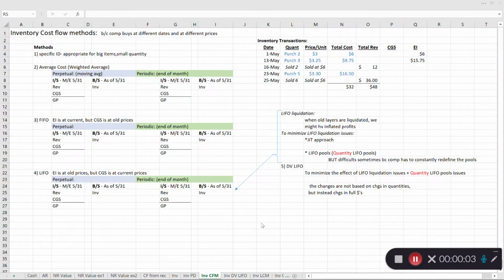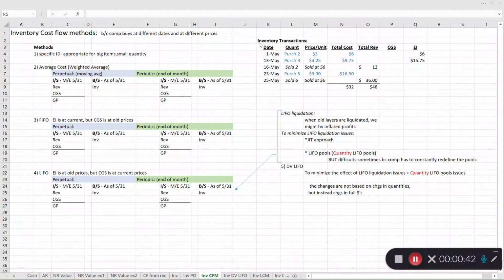In this video, I'm going to discuss the different inventory cost flow methods that are available to companies under US GAAP. And the reason we need to choose a cost flow method is because companies are buying inventory at different points in time and also at different prices. And when you think about it, if you're buying inventory at different prices, later on when you sell those items, you've got to determine what your cost of goods sold is going to be. Is it based on the newer prices, the older prices? And that's what we're going to talk about.